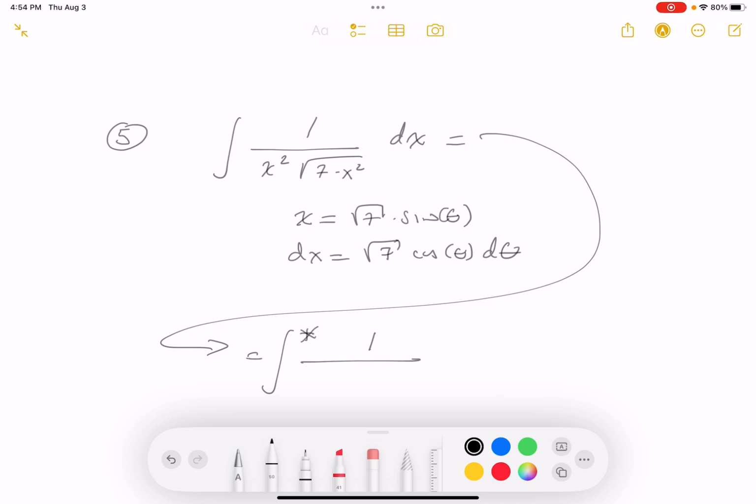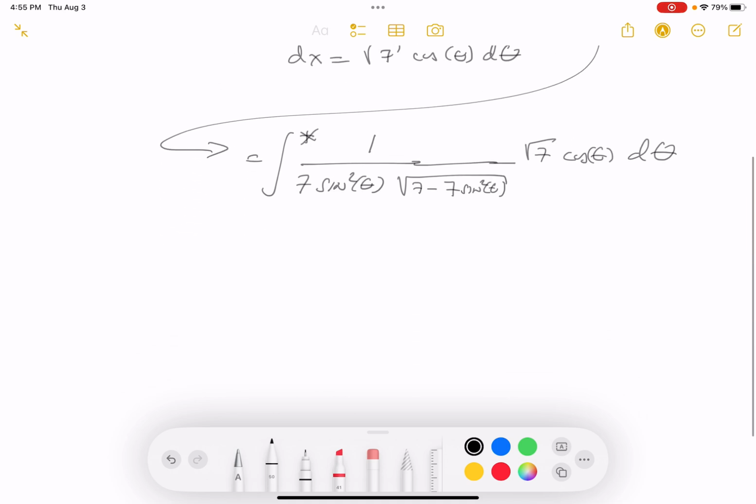Certainly hit a 1 there. x squared would be 7 sine squared. All right, let's keep going. Let's put the root down now. The root would be 7 minus 7 sine squared of theta. What's dx? Root 7 cosine theta d theta. Got to simplify that as much as I possibly can. Let's see what we get over here.